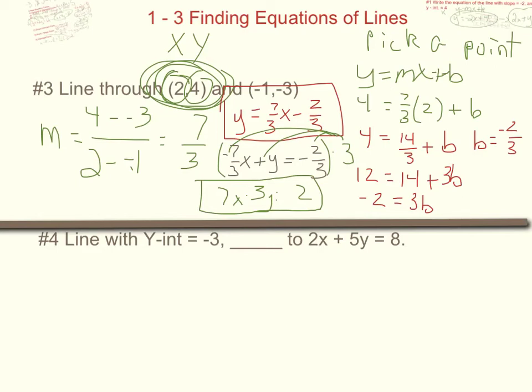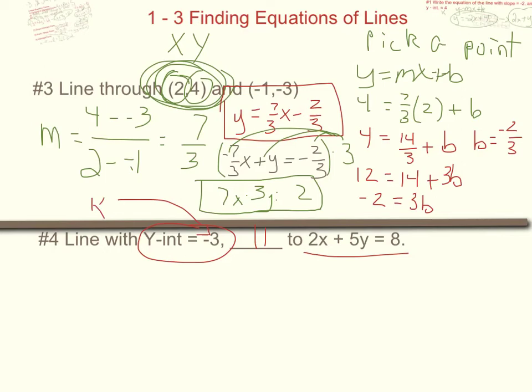Very cool. Mind you, at any time, guys, you can pause the videos and go back and rewatch these examples if you need a little more clarity. Let's jump to number 4. All right, write the equation of a line with y-intercept negative 3 and a line that's parallel to this line, 2x plus 5y equals 8. Now, notice I've given you a freebie here. That is k. All you need is a slope.